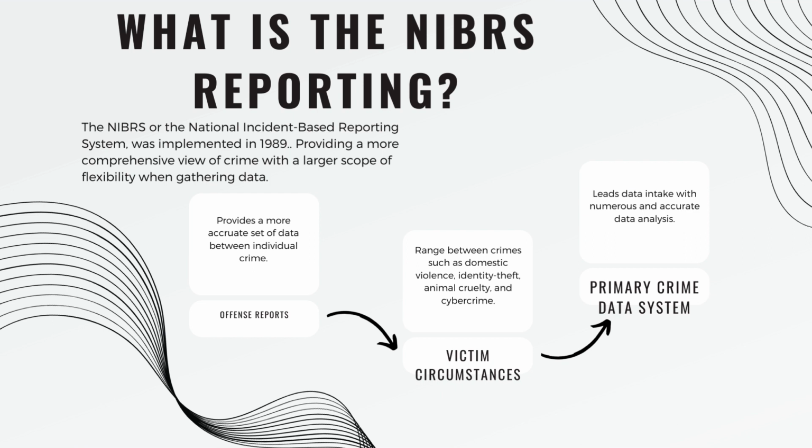Then there's the primary crime data system. They wanted the NIBRS to become the primary crime data system because it took initiative in creating numerous and accurate data analysis. The NIBRS provided up to 52 classifications with 10 offenses per incident. Also, NIBRS gives a greater understanding of who the victims are.